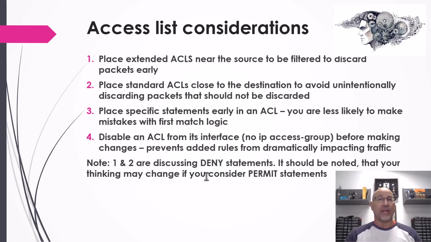If I created a rule that killed off a whole bunch of traffic with standard ACLs, which is easy to do, then I may accidentally stop traffic that's not supposed to be stopped. Number 3, place specific statements early in an ACL, you're less likely to make mistakes with first match logic.